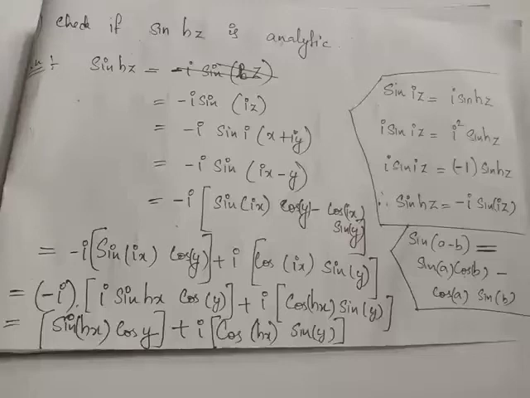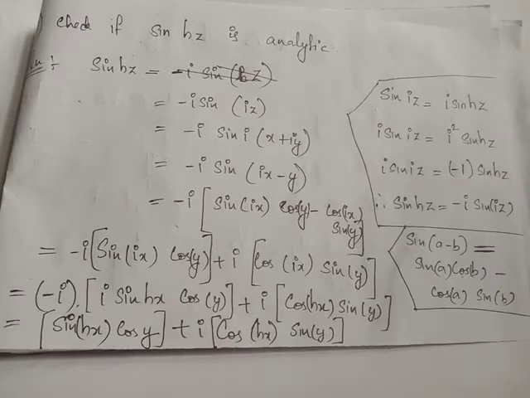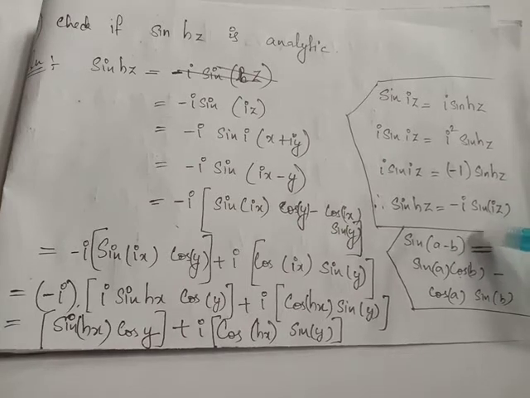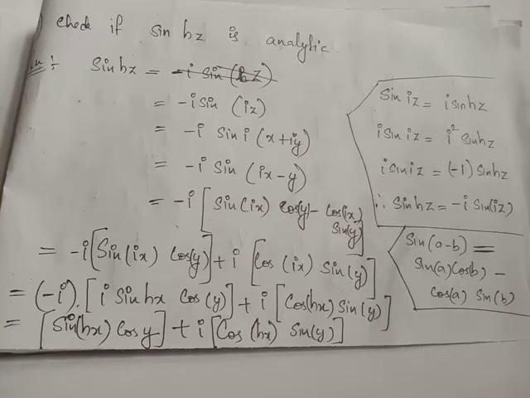The sinh z is an analytic function. We have sin iz equals i times sinh z. Multiplying both sides of the equation by i, we obtain i times sin iz equals i square times sinh z. i square is replaced by minus 1 and we multiply this equation on both sides by minus 1, and we obtain the final equation: sinh z equals minus i times sin iz.